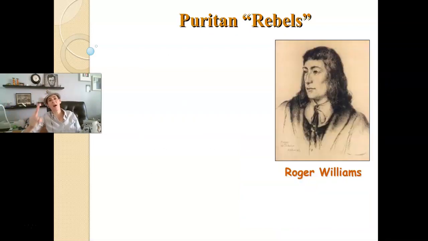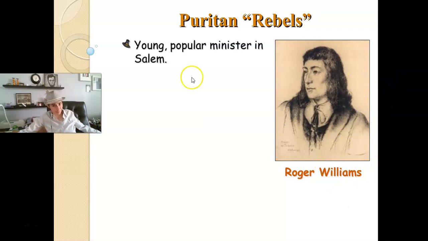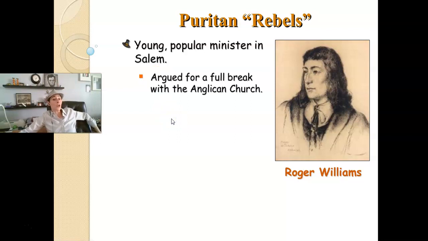Rebels. I love rebels. We're going to look at these guys in much more detail in the coming weeks. But Roger Williams is one of my favorites. This guy founded Rhode Island. He was a young popular minister in Salem. And yes, that's the same Salem of the Salem witch trials, which we'll talk about also. So he argued for a full break with the Anglican Church because he didn't like it.